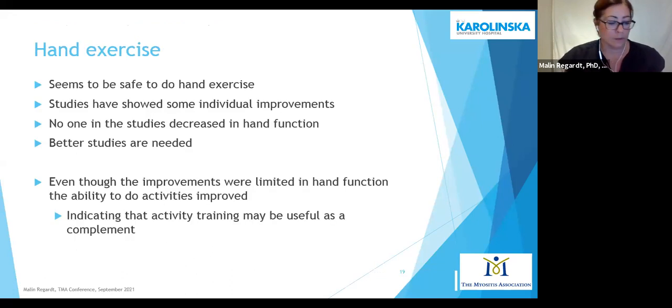I think I will go to the next slide. So, to summarize, it seems to be safe to do hand exercise. The studies we have done have shown some individual improvements. None decreased your hand function, but we need to do better studies, always do better studies. And I hope that you will do your hand exercise every day.